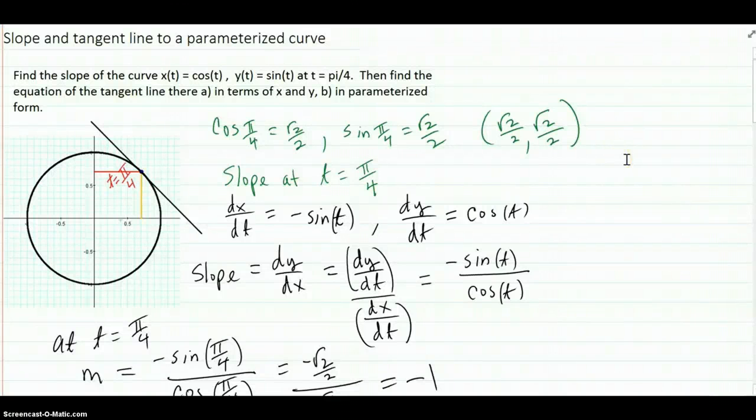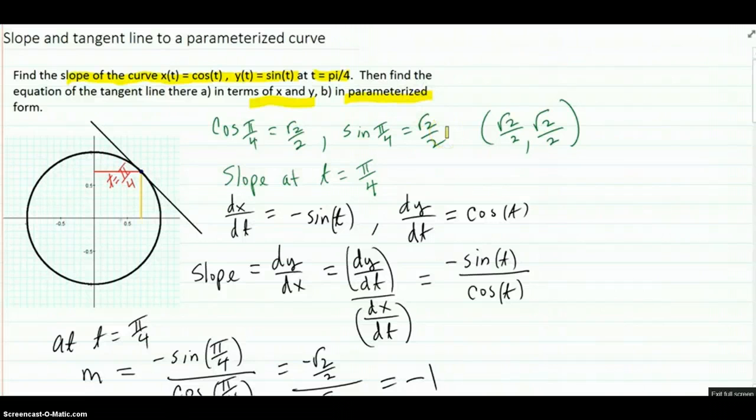We're going to find the slope and the tangent line to a parameterized curve at a point. So our example that we're leading off with is we're supposed to find the slope of the curve cosine t, sine t at t equals pi over 4. Then we're going to find the equation of the tangent line at that point in terms of x and y, and then find it in terms of a parameterized line.